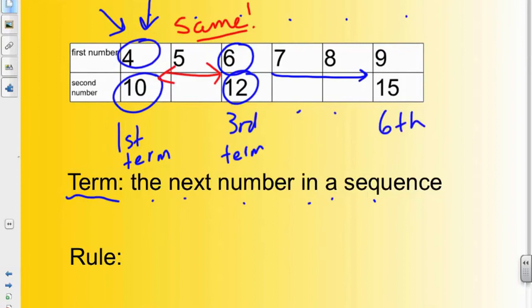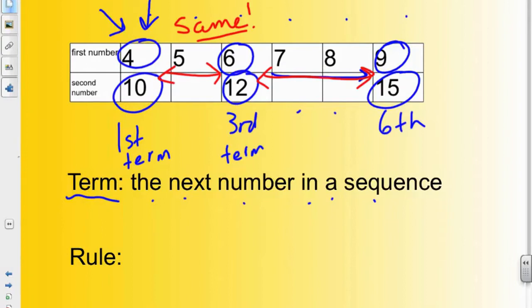What about over here, my sixth term? I've got 9. The first number is 9. The second is 15. What is the relationship between the 9 and the 15? That is the same as the relationship between the 6 and the 12 and the 4 and the 10. Have you worked it out yet? Okay. I know what it is.